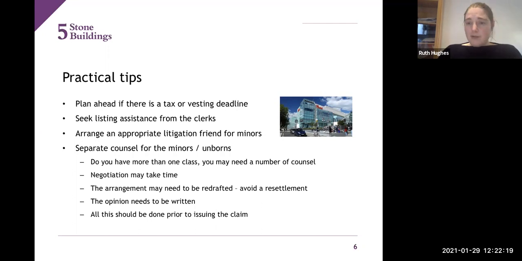Sometimes counsel will have views on the evidence to be put forward in relation to benefit, and will be asking for separate additional evidence in relation to that. And of course, counsel will need time to write her opinion, and all that should be done before issuing, so that you have all your ducks in a row, and also so that the adult beneficiaries can agree to the final form of settlement that's agreeable to the counsel for the unborn or minors.